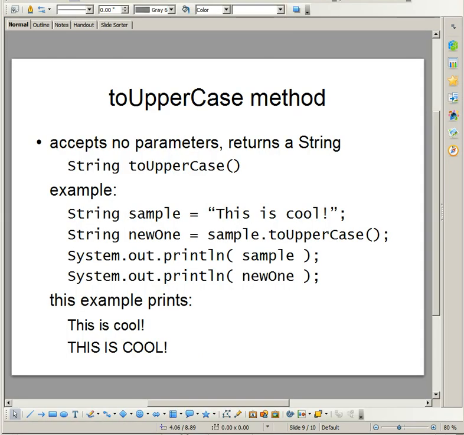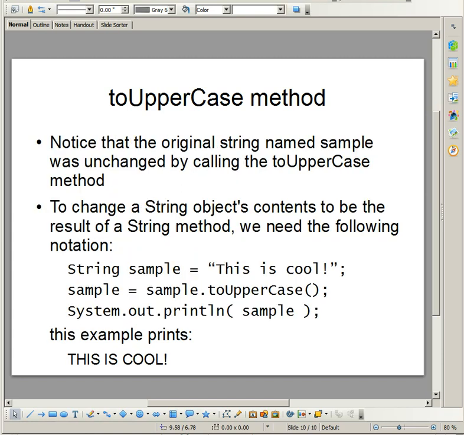Now, one thing I wanted to mention about the immutability of strings: notice that the original string was unchanged by calling toUpperCase. If you wanted to change the contents of a string to be the result of a string method, what would you do? If you wanted to add 10 to the current contents of an integer variable x, you would say something like x equals x plus 10. Same kind of idea here. We would use the same variable or string object on both left and right hand sides of the assignment operator.